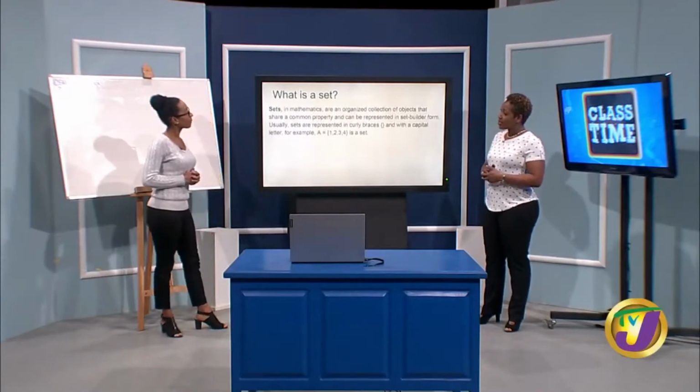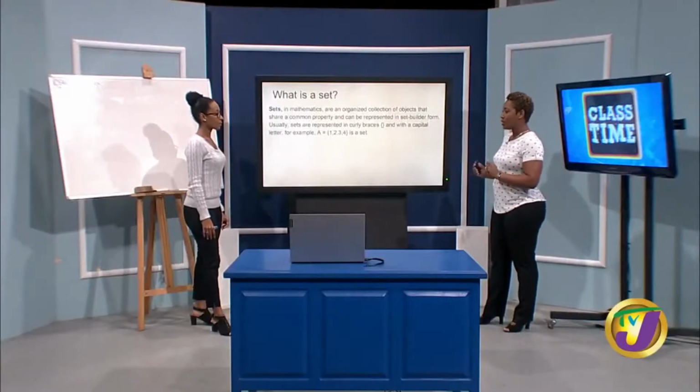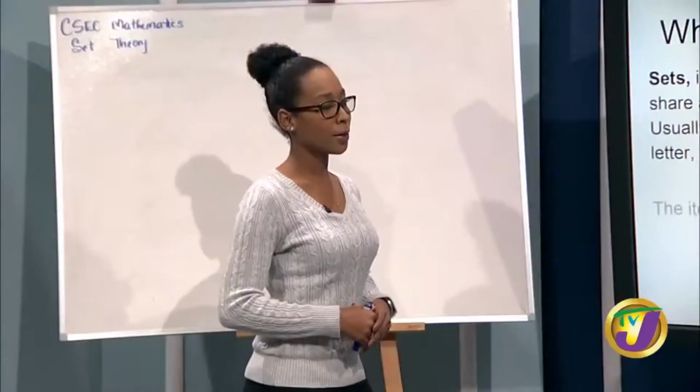So sets in mathematics are an organized collection of objects that share a common property and can be represented in set builder form. Usually sets are represented in curly braces and with a capital letter. For example, set A, 1, 2, 3, 4 is a set. Let me just repeat that. So set A, you start with one curly brace, you put in your elements, 1, 2, 3, 4, you enclose that set with another brace. All right? So you agree with that? Yeah, I agree with that.